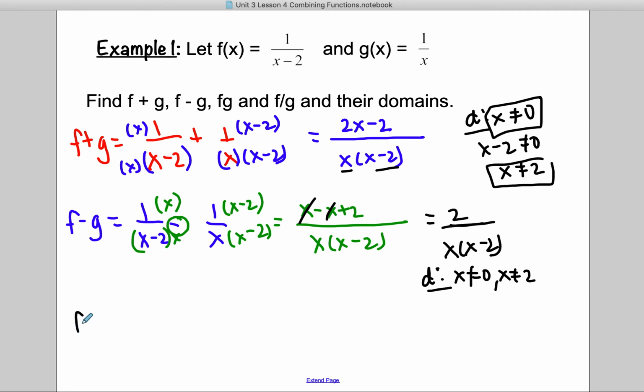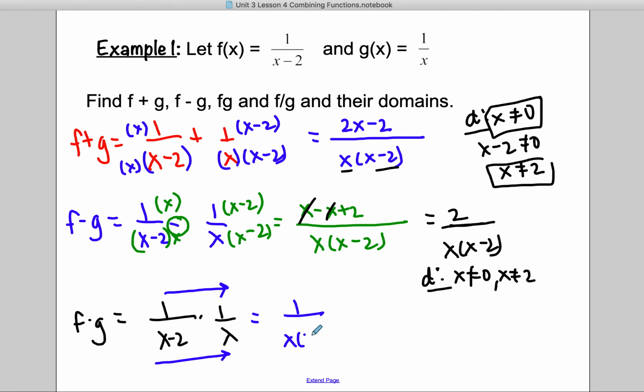So we got f times g. We got 1 over x minus 2 times 1 over x. And remember, when you multiply fractions, you just multiply across. So we got 1 times 1 is 1, and then you'd have x times x minus 2. And I would just leave it as a factored form. If you wanted to distribute it, you could. And then look at your denominator again. So your domain is x cannot be 0, and x cannot be 2.